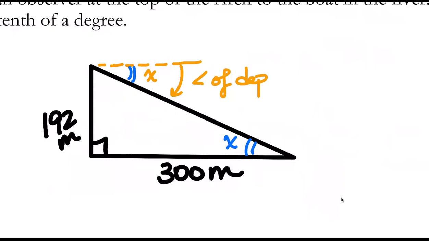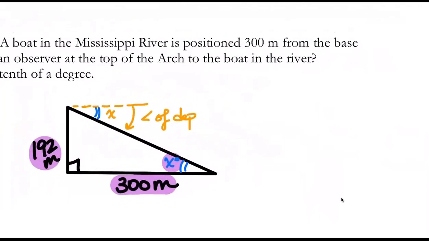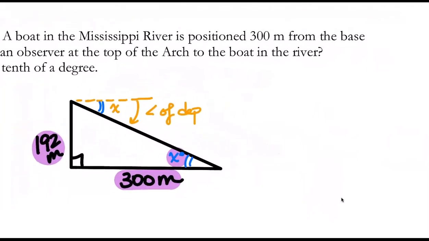Okay, so what are we given? Well, we just labeled 300 meters, 192 meters, and then x. Again, I'm going to put degrees on there to make sure we remember we're finding an angle. Okay, sine, cosine, or tangent. Well, again, we have opposite, we have adjacent.